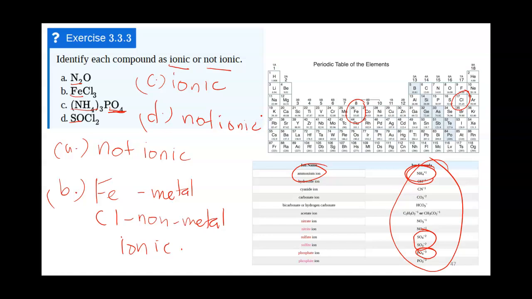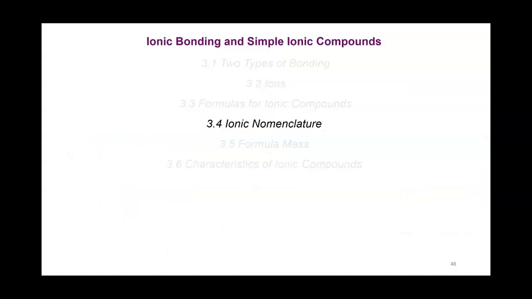So giveaways that a compound is ionic is that it starts with a metal or NH4. If it starts with either of those things, odds are that it's ionic. In fact, it will be ionic for our purposes. And that concludes the section on formulas of ionic compounds.